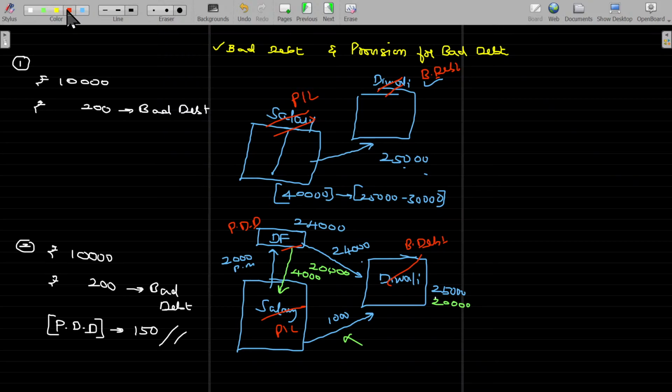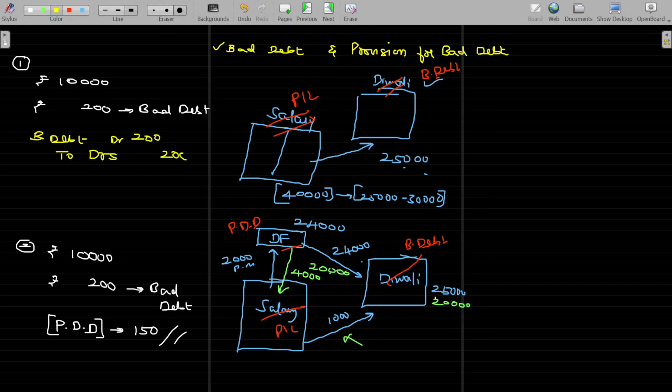Now, what is the journal entry for bad debt here? Bad debt is a loss, similar to depreciation. Depreciation is a loss. That depreciation will reduce the value of the asset. Similarly, this bad debt will reduce the balance of the debtors amount. So the entry is bad debt account debit, to debtors.